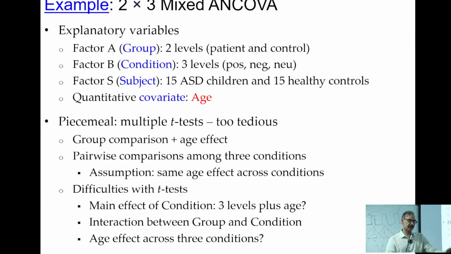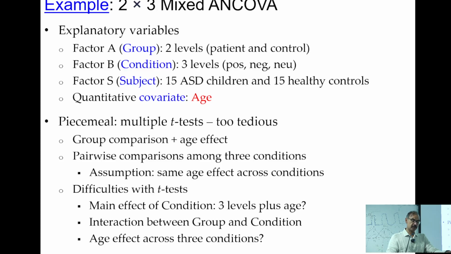So for group comparison, in this case, if we did, there would be too many t-tests and it would be too tedious. So the group comparison is age effect, the pairwise comparison among 3 conditions, and the assumption would be same age effect across conditions, right? Basically, the way the brain connectivity changes is only affected by age. That is the assumption.